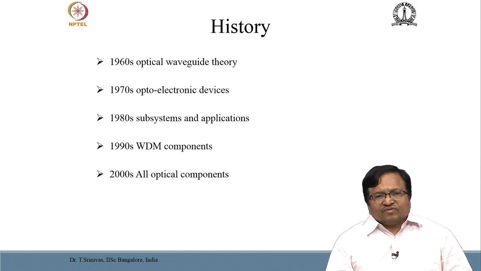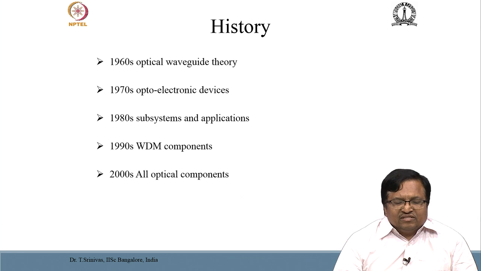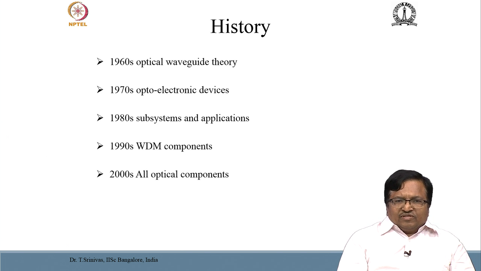So, historically we can say that during the 1960s, just after the invention of the laser, most of these technologies were developed. In particular, the work on optical waveguide theory was done during the 1960s. Then you can say that the 1970s is the era of optoelectronic devices, where all these principles were translated onto semiconductor devices, creating many new devices like very miniaturized lasers and optoelectronic modulators and so on. In the 1980s is the era of implementation leading to launching of subsystems and many applications. During the 90s we can say is the development of WDM.